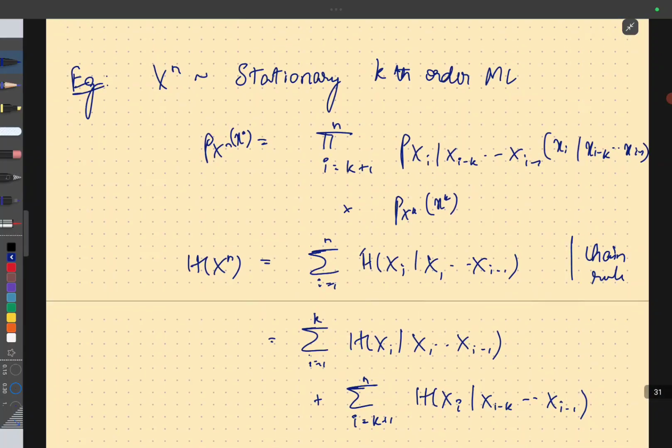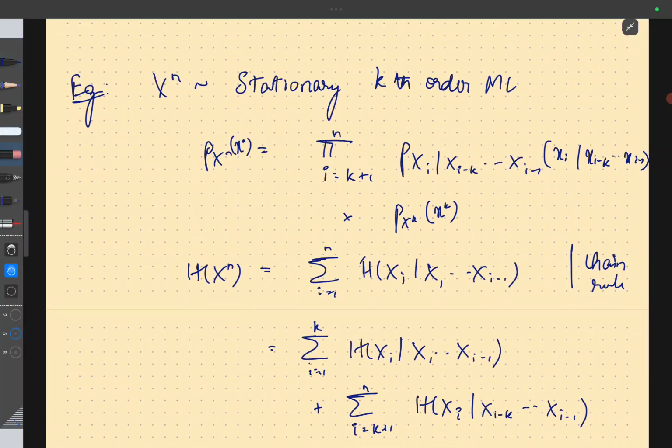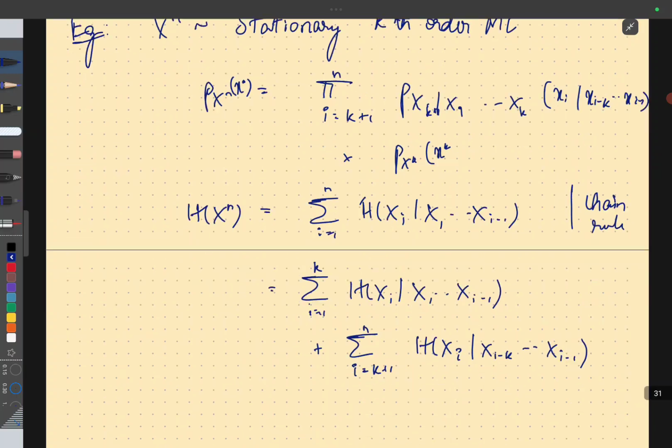Moreover, maybe something that I didn't emphasize over here, this is equal to p of x_{k+1} given x1 through xk. The distribution of the k plus 1th symbol given the first k symbols is the same as the distribution of the k plus 2nd symbol given the previous k symbols, right?